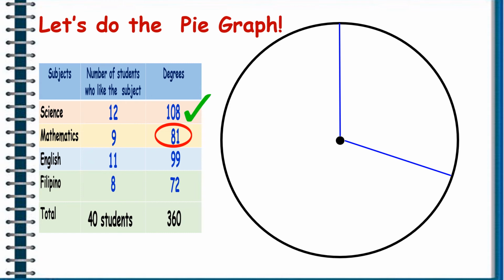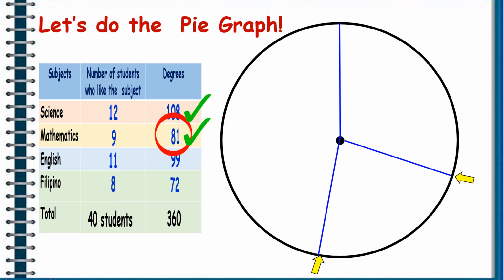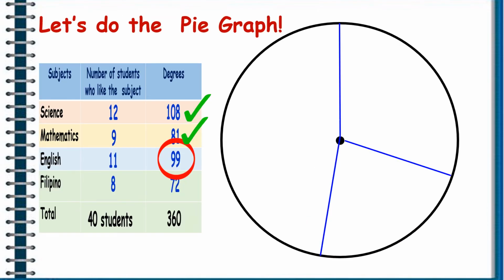Let us now locate 81 degrees in the pie for our mathematics. Place the 0 degree of the protractor from the slice where science ended. Make a mark for 81 degrees, then draw a line going to the center mark. We've just finished the second slice in the pie for math. Again, color and label the slice.